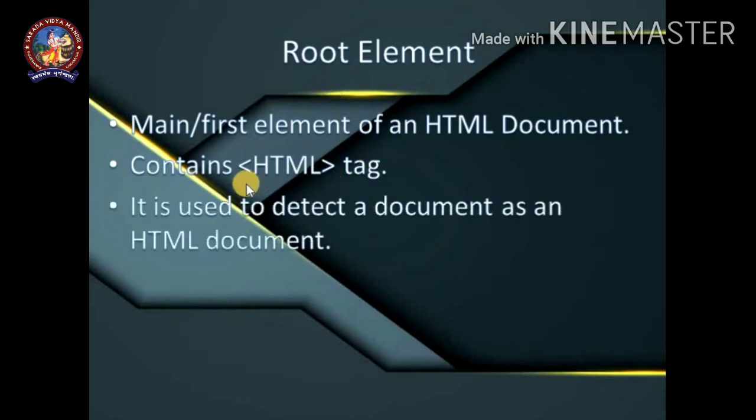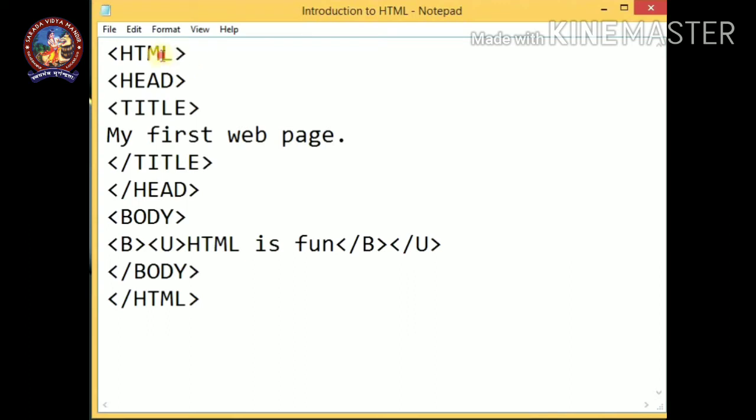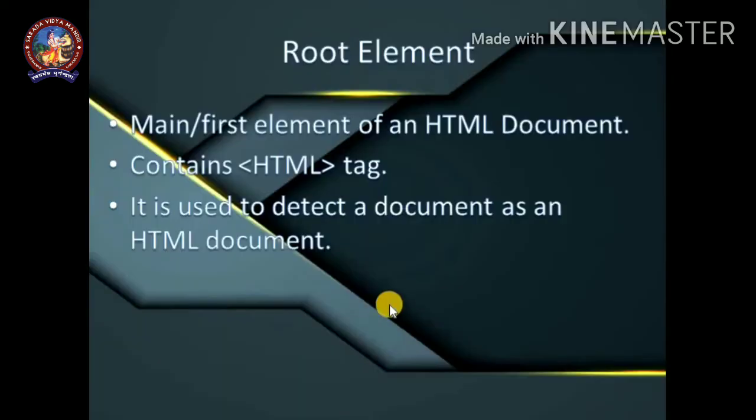Why is this used? This is used to detect a document as an HTML document. Like if HTML is not written here, the browser cannot detect this document as an HTML document. It will detect it as a text document. Okay, so it is very important.